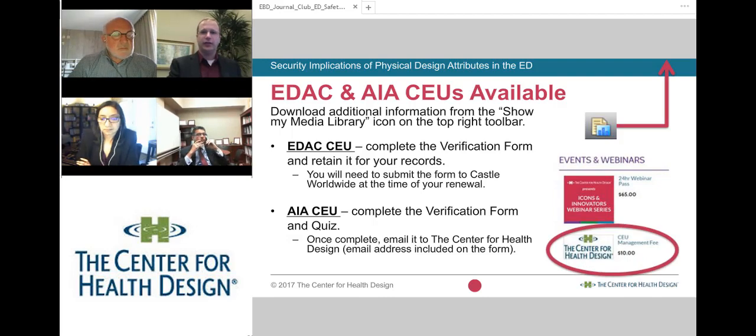The purpose of the Evidence-Based Design Journal Club is to engage the healthcare design community in dialogue regarding important research to help us better understand the links between the built environment and health-related outcomes and apply it in the real world.